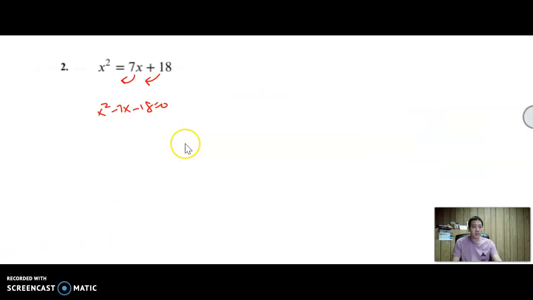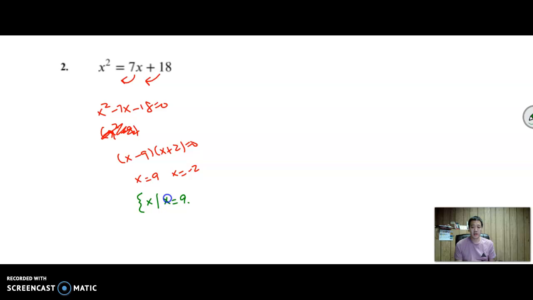Okay, and then lastly for number 2, this one, if you swing these over and set it equal to 0, this actually factors, right? You get x minus 9 and x plus 2. Okay, and you get x is equal to 9 or x is equal to negative 2. Now you can leave it like that, right? If you want to put it in set notation, you can say x such that x is equal to 9 or negative 2, and then close it.